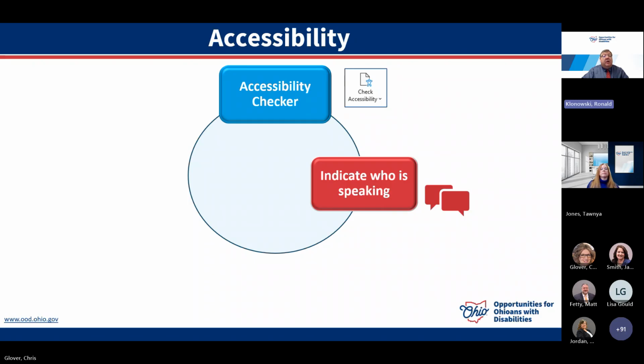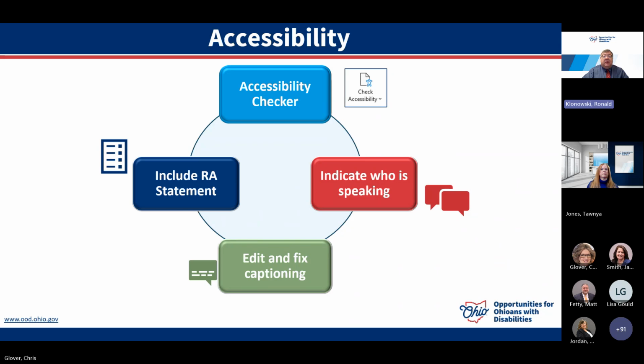After the webinar, we edit the transcript and fix any captioning errors before uploading the webinar to our on-demand library. We also include a reasonable accommodation statement in our invitation to the webinar so that if attendees need an accommodation, they know who to contact to ask. Taking these steps up front can make this presentation more accessible and inclusive for everyone.